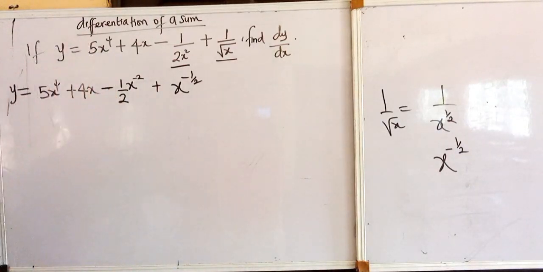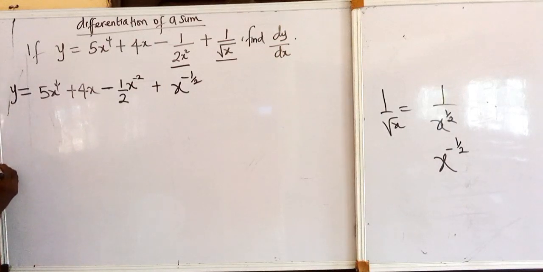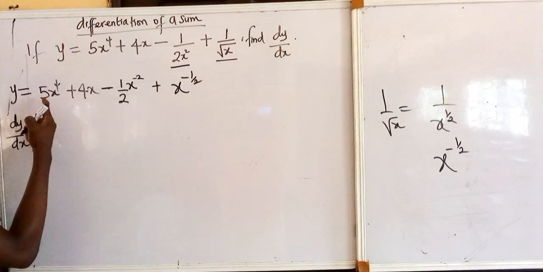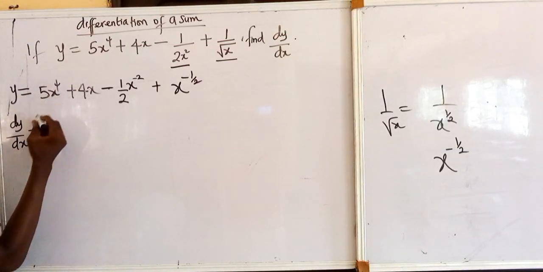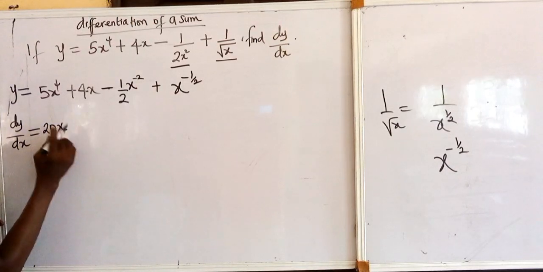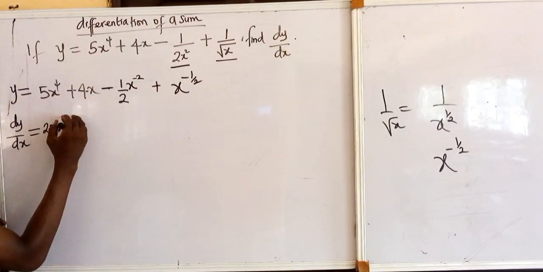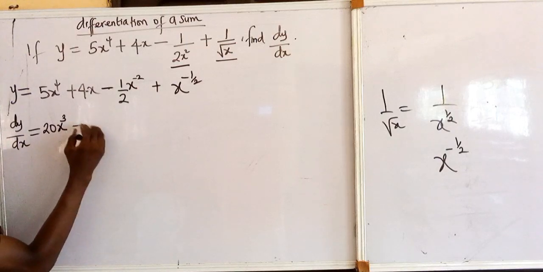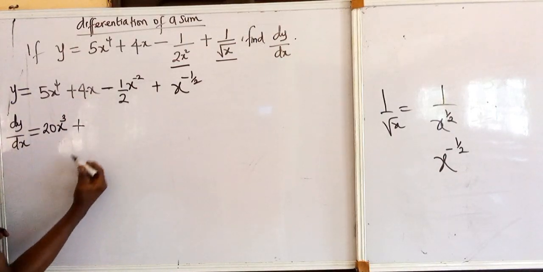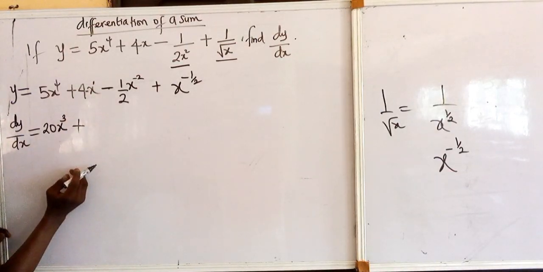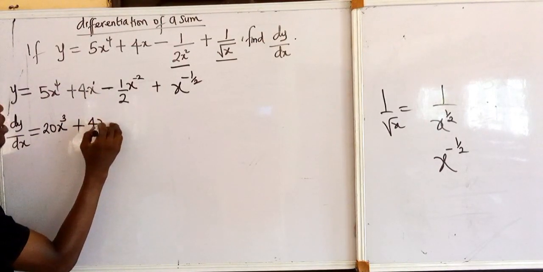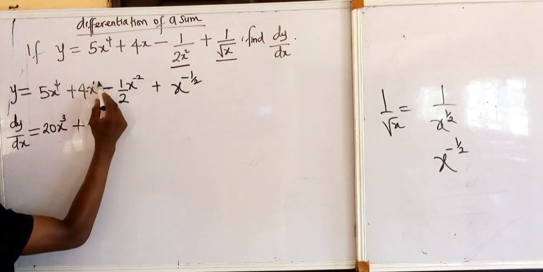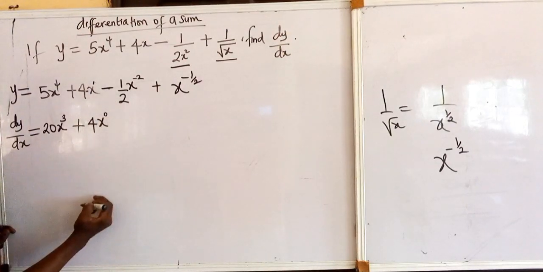So this is what I will do. Differentiate y with respect to x, I have dy/dx equal to, if I differentiate 5x to the power of 4, the rule says 4 times 5, that's 20, times x to the power 4 minus 1, which is 3, plus differentiate 4x, the power of x here is 1. So 1 times 4 is 4, times x, then 1 minus 1 is 0. That's 4x to the power of 0.